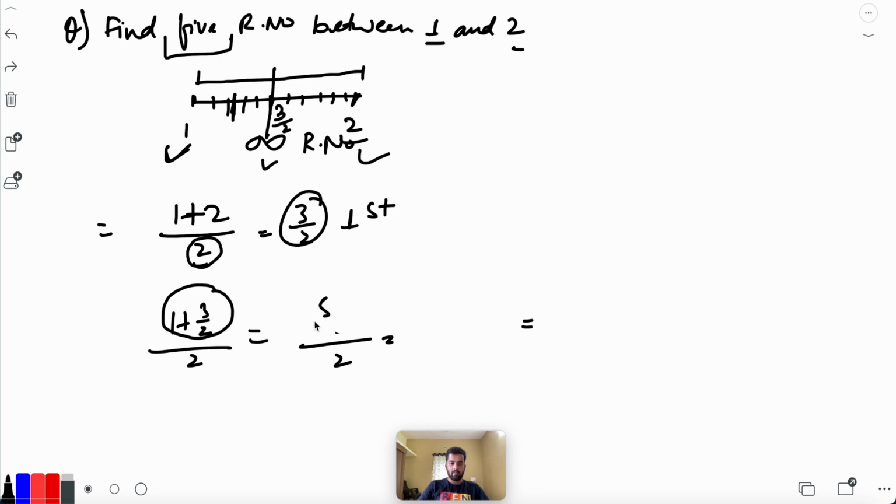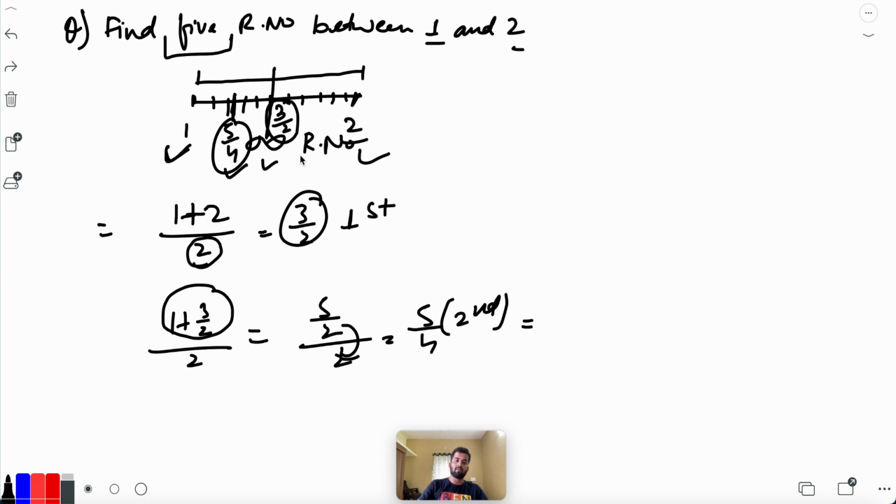See, this will be 5 by 2 and this 2 will be multiplied. So the answer is 5 by 4. Again, we got the number 5 by 4. This is the second rational number. Two of the rational numbers we found now. See, 3 by 2 we got, 5 by 4 we got.